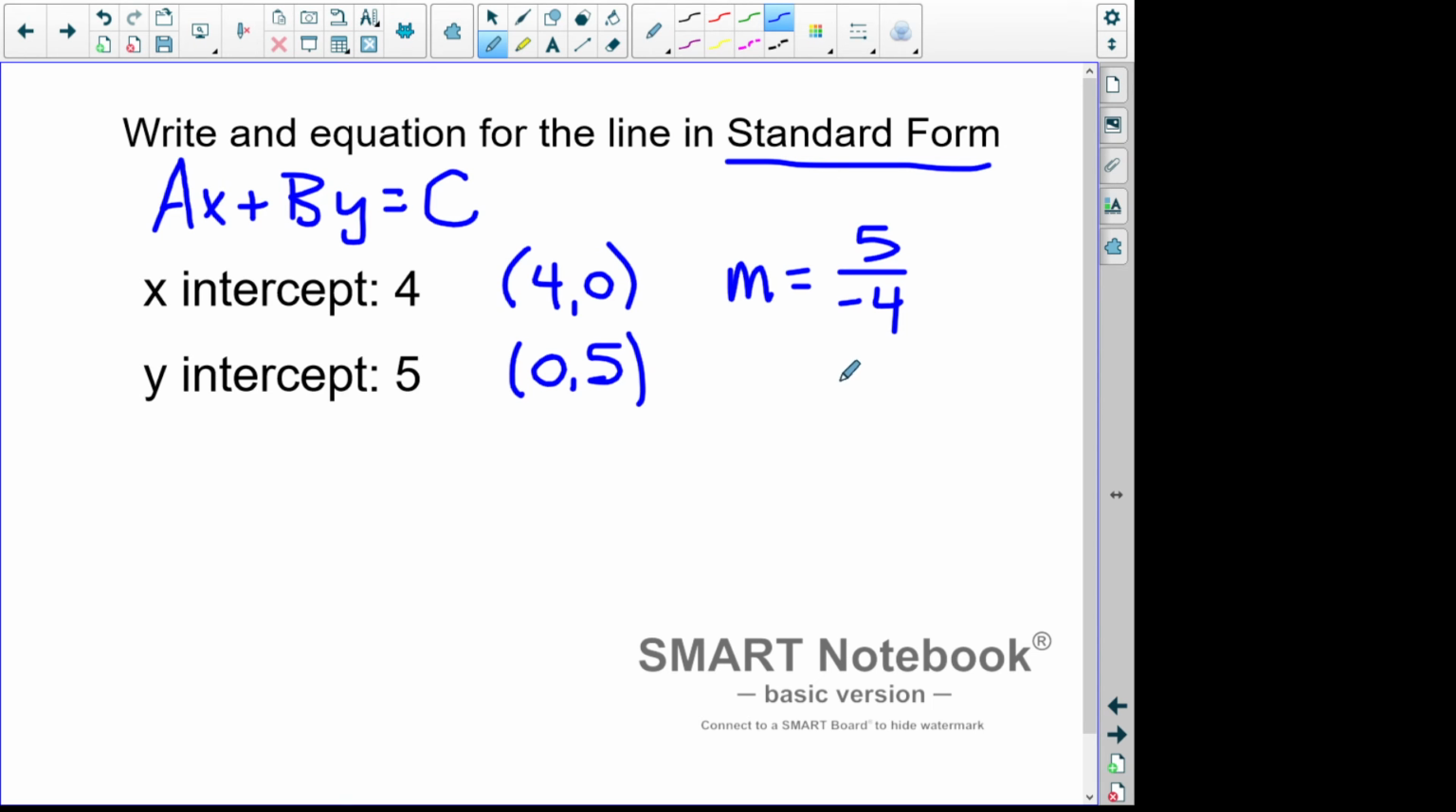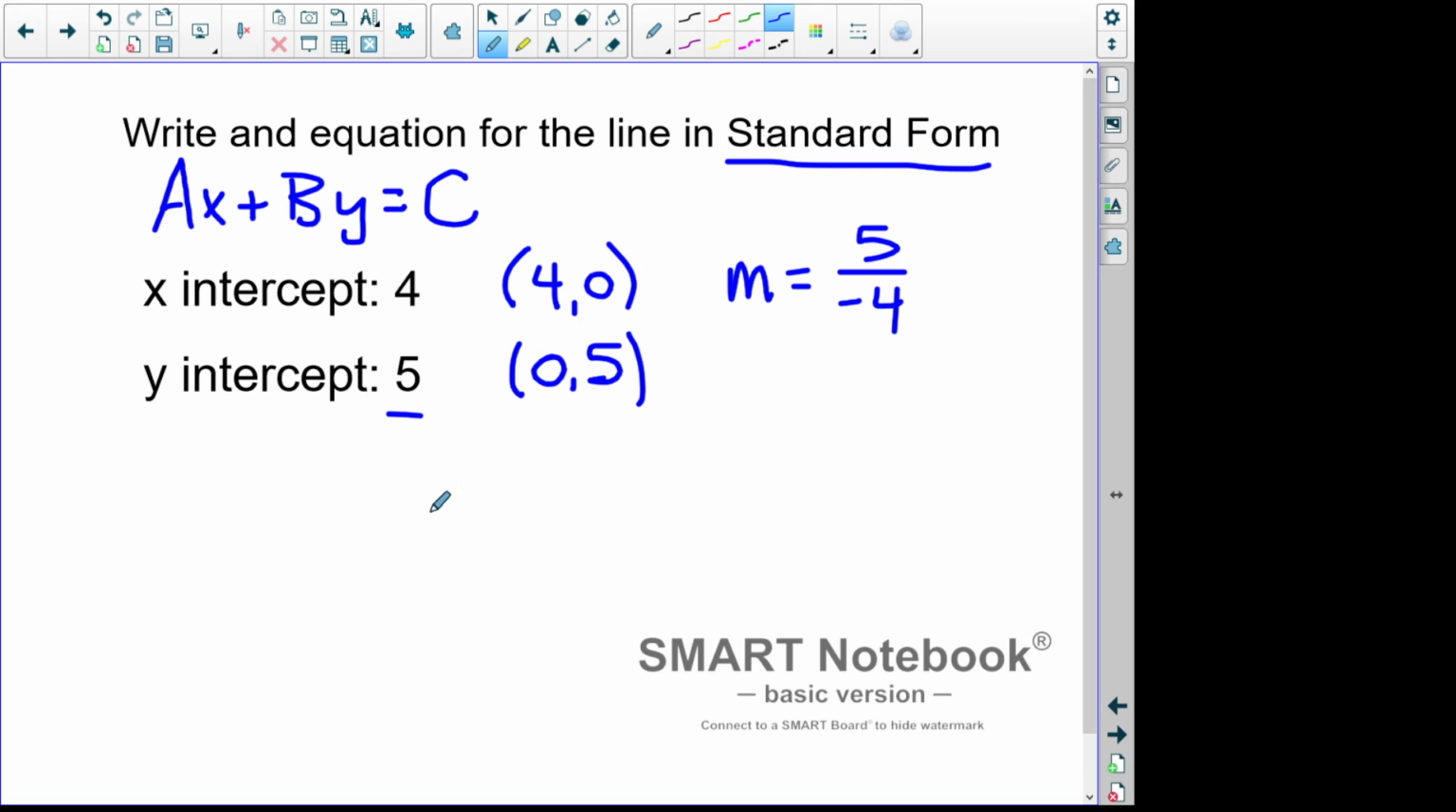Now we have to get to standard form. So a couple ways we could do that. We could start with point-slope form. We could also start with slope-intercept form. Either way works, and whatever method you choose doesn't matter. We have the y-intercept and we have the slope. So that's a nice thing to notice there.